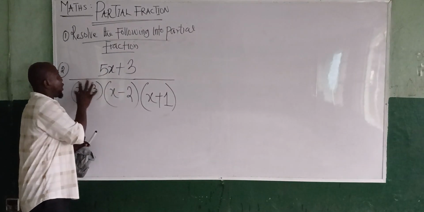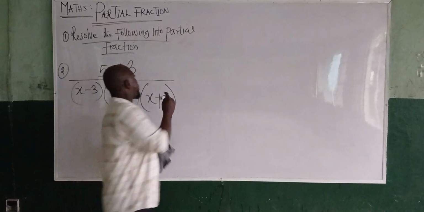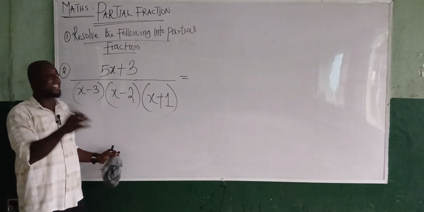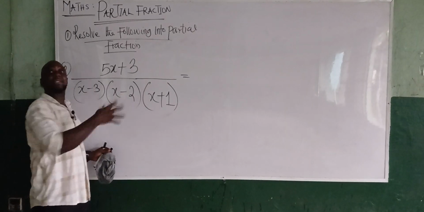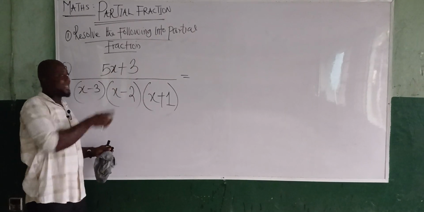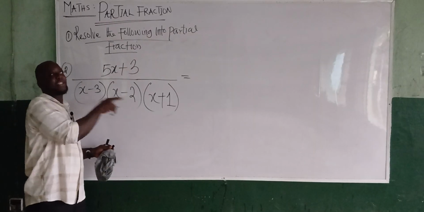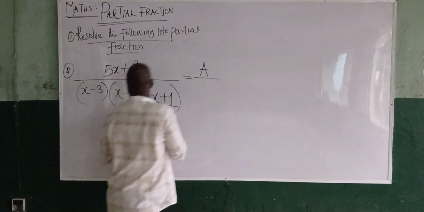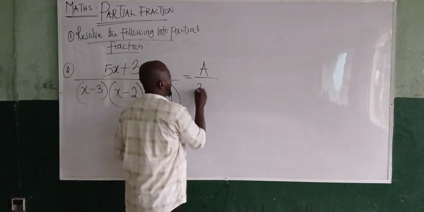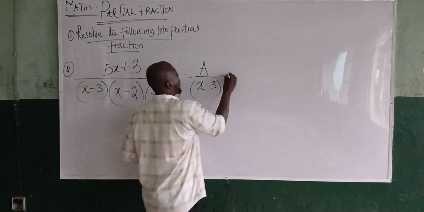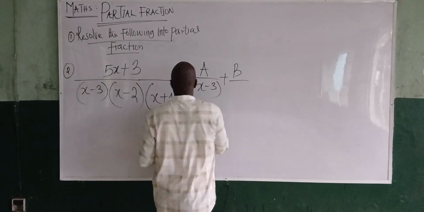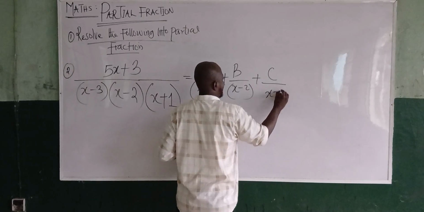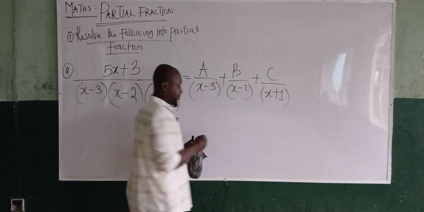So from this point, what do we do now? We go ahead to introduce our partial fraction. The reason is because this and this and this can be resolved, not this. This cannot be resolved into any other thing. So what do we do now? We carry our first letter A. So bring the first factor out, we have x minus 3. Next, plus B. The next factor out, we have x minus 2. Plus C. The next factor out, we have x plus 1. So this is what we have here.